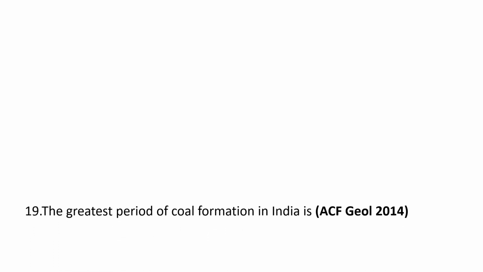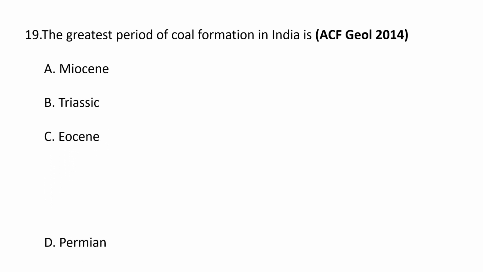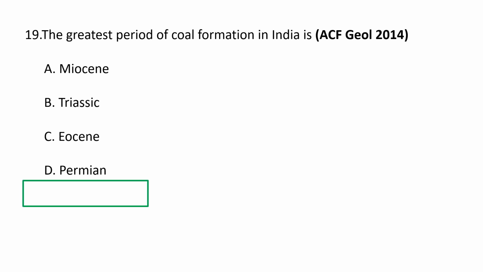Next question. The greatest period of coal formation in India is: A, Miocene, B, Triassic, C, Eocene, and D, Permian. Obviously, Permian is the correct option. In India, Permian coal deposits constitute approximately 99% of the total coal reserves of the country, and they occur in the early Permian Karharbari formation, early Permian Barakar formation, and the late Permian Raniganj formation. So the greatest period of coal formation in India is Permian. D is the correct option.